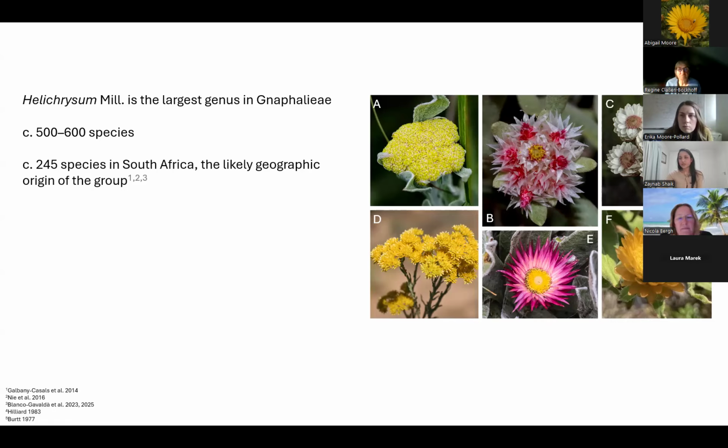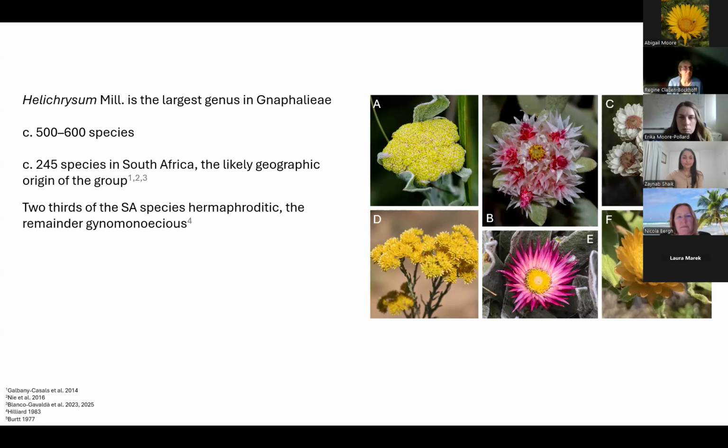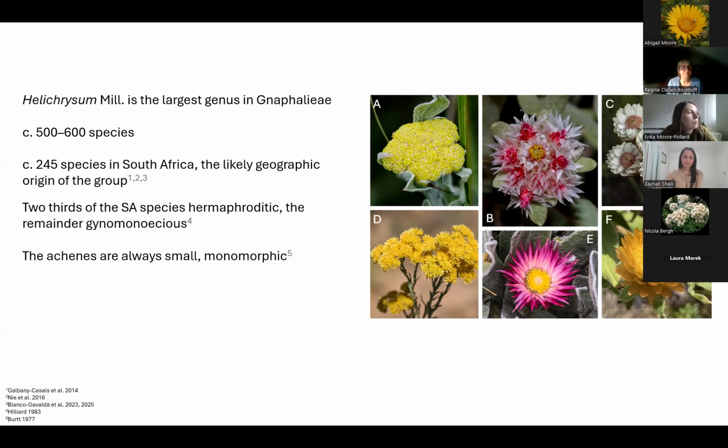So based on ancestral state reconstructions, Southern Africa, or more specifically the Cape Floristic Region, emerges as the geographic origin of this group. And what's also really nice about Helichrysum is that it exhibits hermaphroditism and gynomonoecy. About two thirds of the species in South Africa are hermaphroditic and the remainder are gynomonoecious.